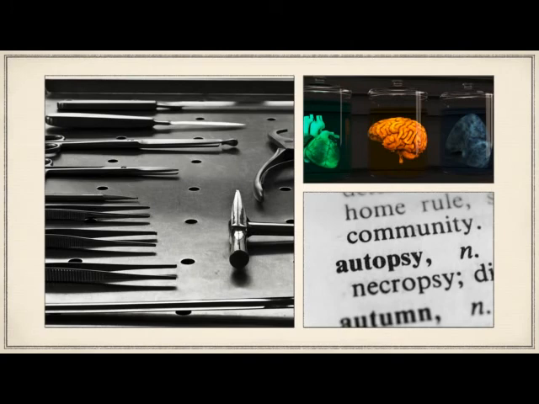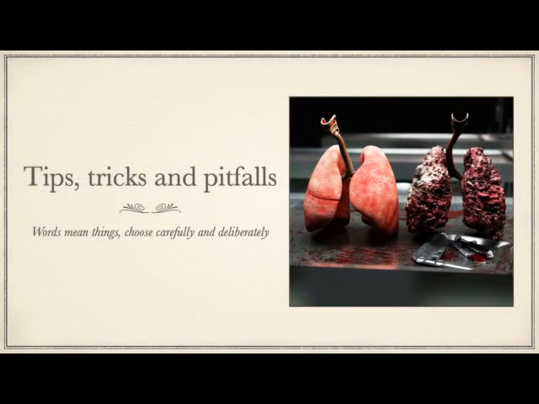So in autopsy reports, the most important thing to include is really all of the findings that you're seeing. So these are the things that we're looking for. And when we find problems, I'm going to list some of the tips and tricks and pitfalls.